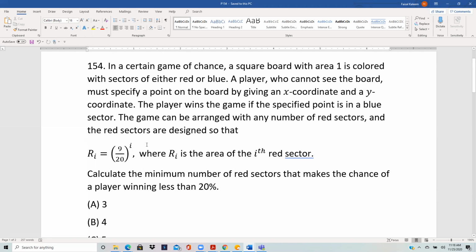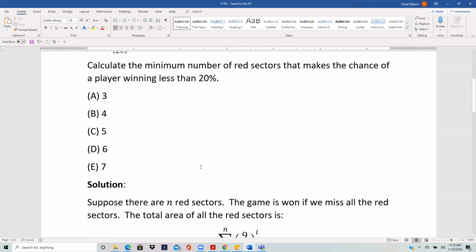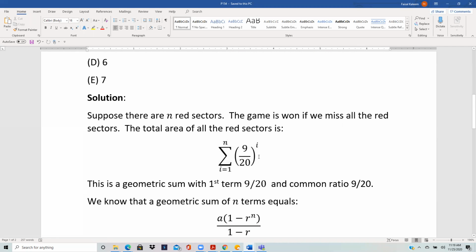So let's say that there are n red sectors. Then the total area of the n red sectors will be the summation of all these from i equals 1 to n, because this is the area of the ith red sector. So that's the total area of the n red sectors, the ith area, summed from i equals 1 to n.